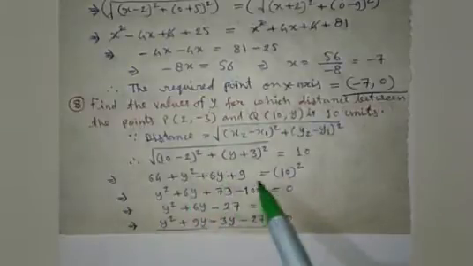Now squaring on both sides will give here 64 plus y square plus 6y plus 9, that is equal to 10 whole square.